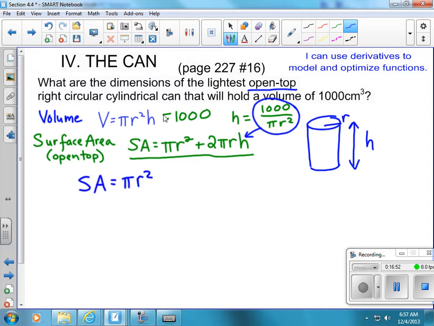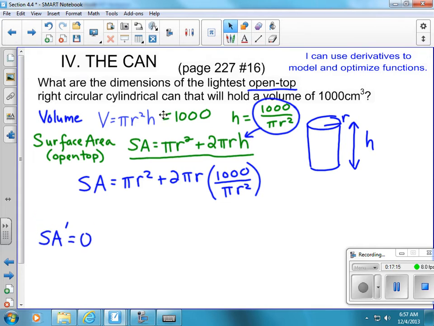So we have pi r squared plus 2 pi r times h. All right, this is an equation we can work with and take the derivative of and optimize. We'll take the derivative of the surface area and set it equal to 0. Okay, so let's simplify this side just a little bit before we actually take the derivative. We have pi r squared plus, one of these r's is going to cancel out, leave us with 1. Pi's will cancel out. 2 times 1,000 is 2,000 over r. Or we could also write this 2,000 r to the negative 1, since we're going to take the derivative of it.